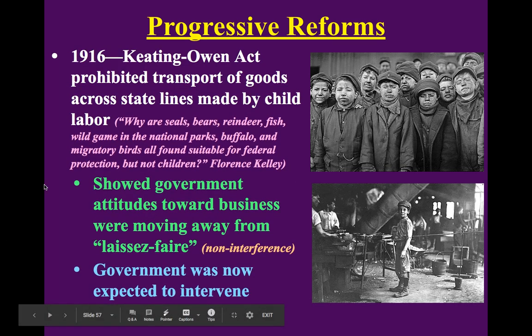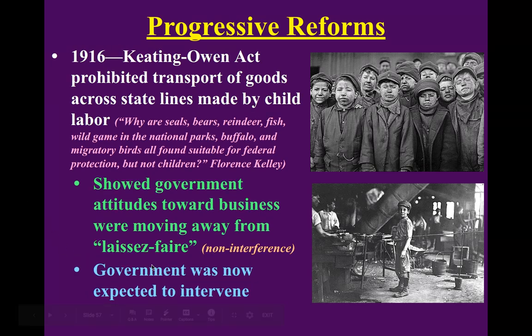So, in 1916, the Keating-Owen Act prohibited transport of goods across state lines made by child labor. All right, well, that basically says, hey, yeah, kids can still work, but if these goods were produced by child labor, you can only sell them in your state. And that's not going to be very cost effective for the manufacturers. So that pretty much ended child labor. Child labor would be officially outlawed a few years after that.